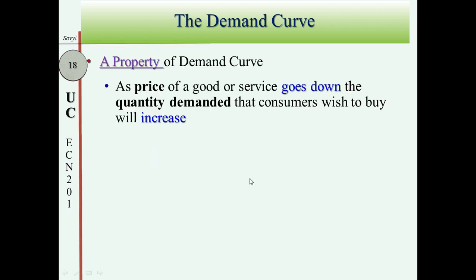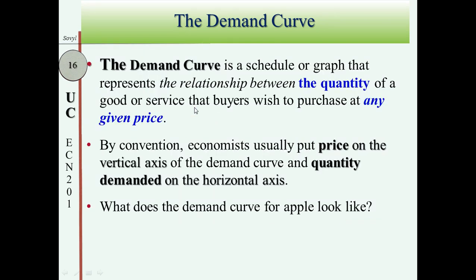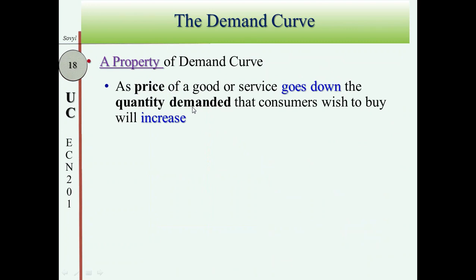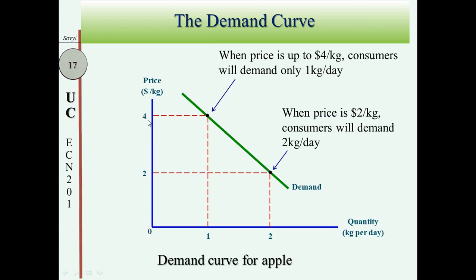So based on this, we can understand the property of the demand curve. The property of the demand curve says that as the price of one good or service goes down, cheaper, the quantity demanded QD, the quantity that consumers wish to buy, will increase. So when the price becomes cheaper, let's say from $4 to $2, the consumer will buy more, from 1 kilogram to 2 kilograms.